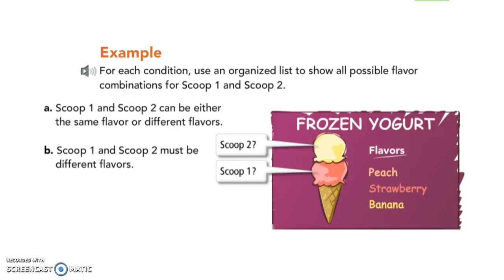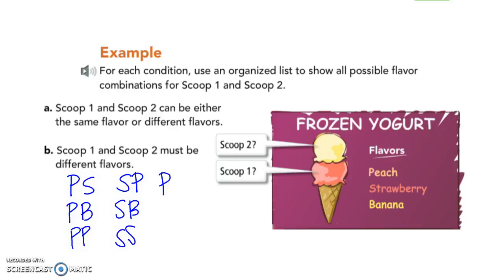We could do peach, strawberry, and banana. So peach, strawberry, peach, banana, and then peach, peach, strawberry, peach, strawberry, banana, strawberry, strawberry, and then banana, peach, banana, strawberry, banana, banana. So we get 9 possible combinations.